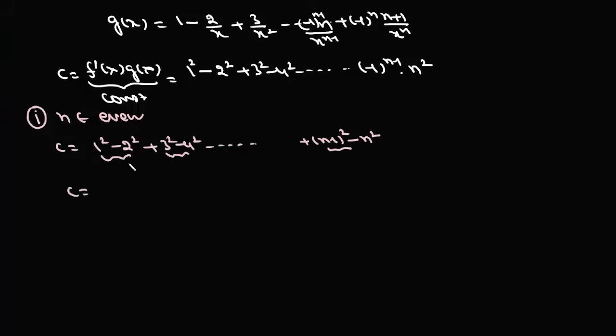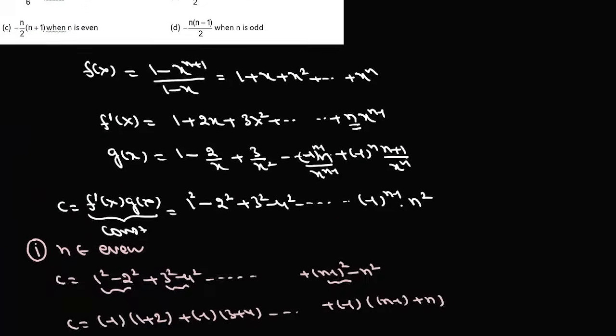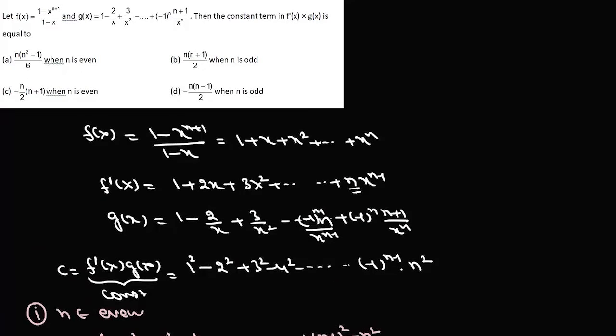Now if we use a square minus b square, a minus b will always be minus 1, and then we'll have 1 plus 2. It will be this minus 1, 3 plus 4, and then minus 1, n minus 1 plus n. So it will be this minus 1 and then 1 plus 2 plus 3 up to n. So it will be minus n into (n plus 1) by 2. So if n is even, then this sum is minus n into (n plus 1) by 2, which is your option C.